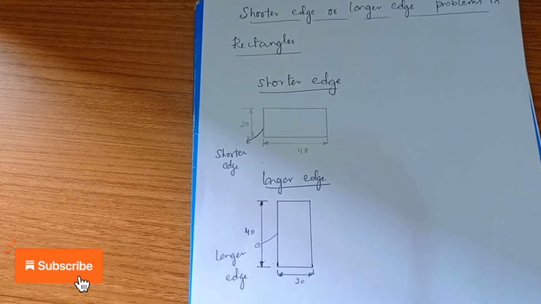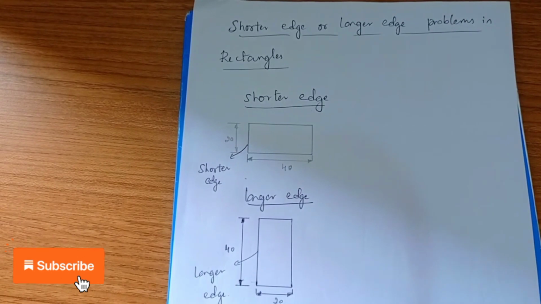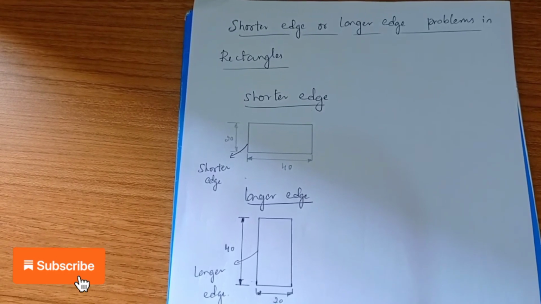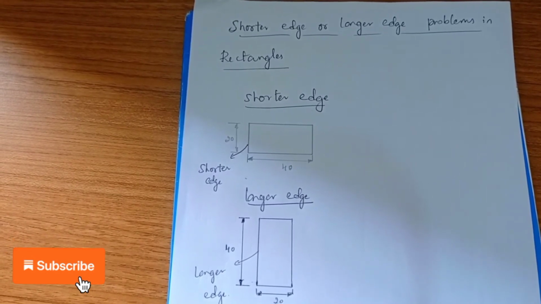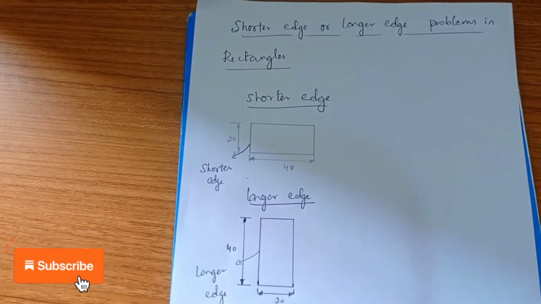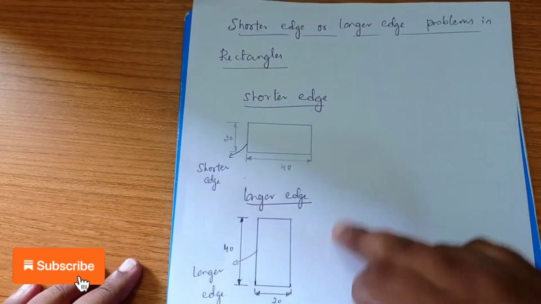Okay, we will learn another type of problem in rectangles, that is shorter edge and longer edge problems. We have two types of problems in rectangle. One is shorter edge and the other is longer edge.